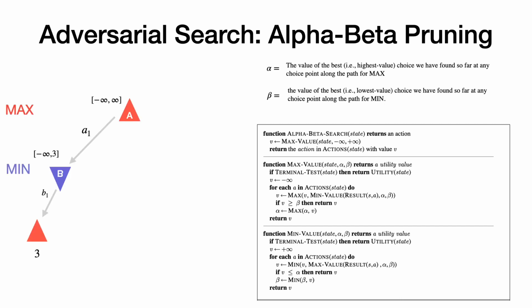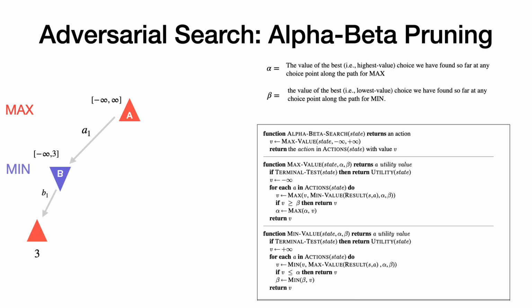For example, consider node A. Here we can see that it's a two-player game, max and min. We have already discussed how the game happens in the previous video. Once A takes action, if it takes action A1, it reaches state B, and if B takes action B1, it reaches the terminal state with utility value 3.